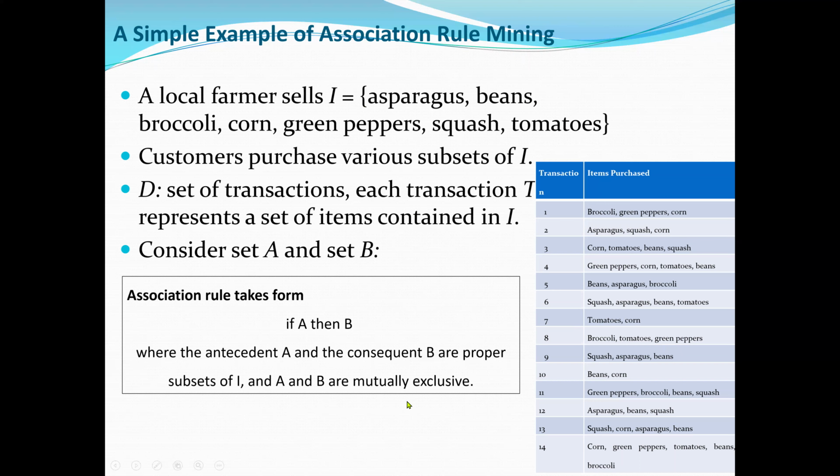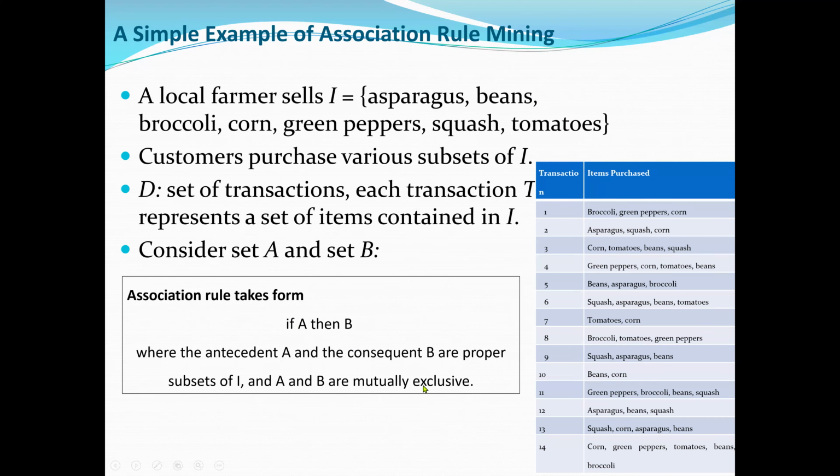And A and B are mutually exclusive, which means A and B cannot be the same item. So for example, we can say that if a customer buys beans and corn and green peppers, then he will buy tomatoes and beans and green pepper. That's wrong, because we have green peppers in A and we have green peppers in B.